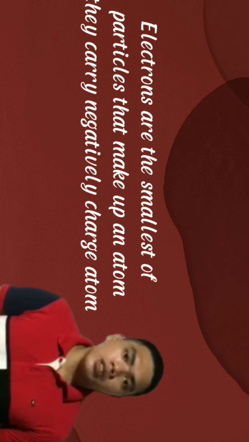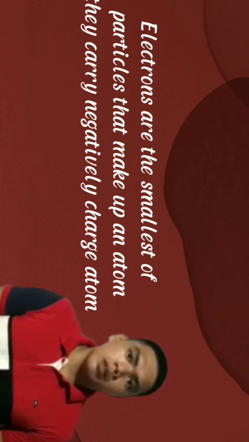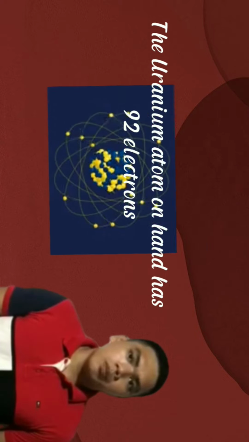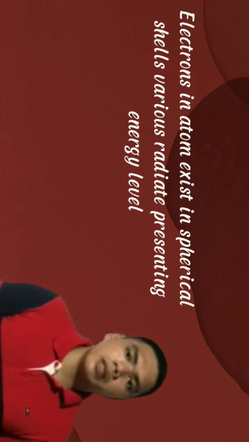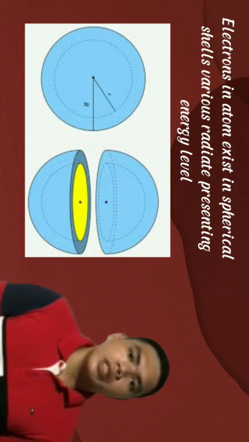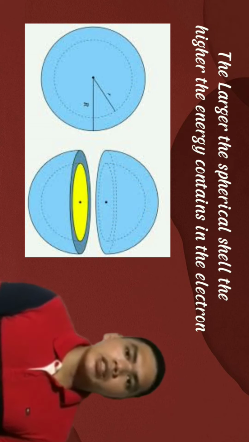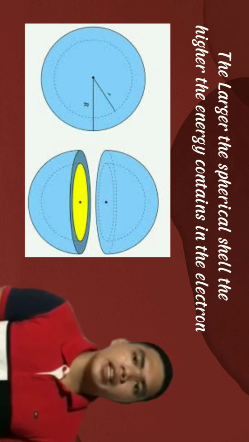For example, electrons are the smallest of the particles that make up an atom, and they carry a negative charge. The hydrogen atom, for example, has just one electron and one proton. The uranium atom has 92 electrons. Electrons in atoms exist in physical shells at various radii representing energy levels. The larger the shell, the higher the energy contained in the electrons.